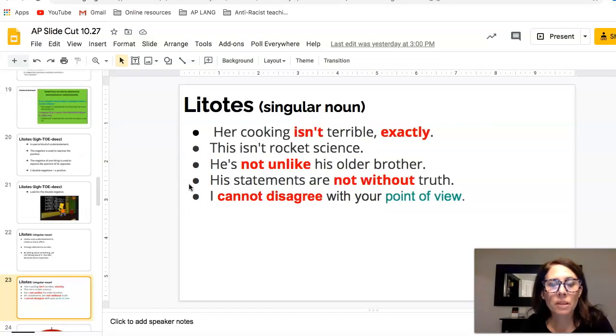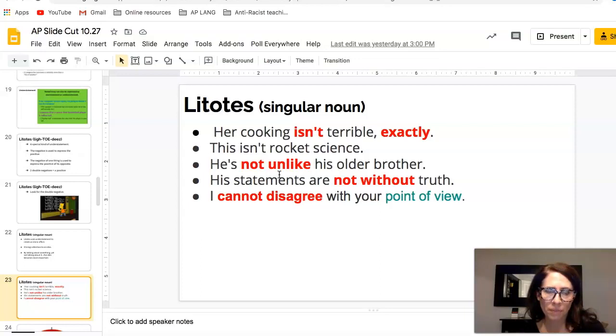And here's some examples. If you look for the double negatives, or you look for the opposite of the negative, right? So his statements are not without truth. He's not unlike his older brother. So if you take the opposite of unlike and you think the positive, so he's not unlike. So what would that mean? The not and the unlike are the two negatives making a double negative, and you come up with its positive or the opposite.